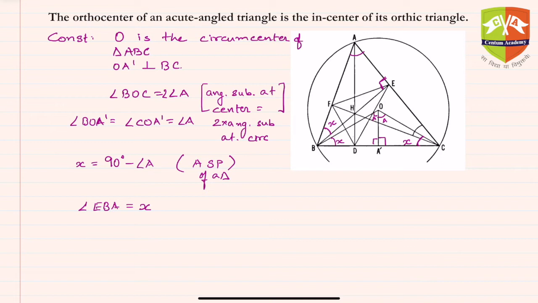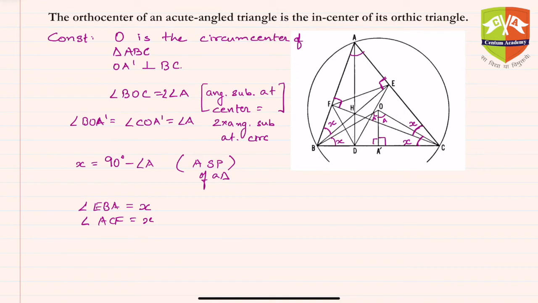Similarly, in triangle AFC, if you see, this is definitely 90 degrees. So hence, this angle here is also X, right? So angle ACF is also X. So all of these are X, correct? So you can identify now which all angles are X.